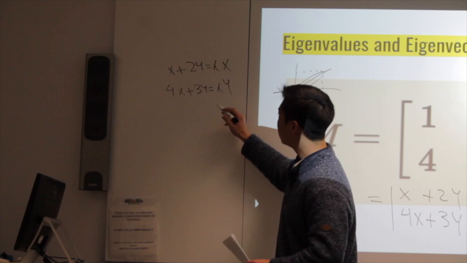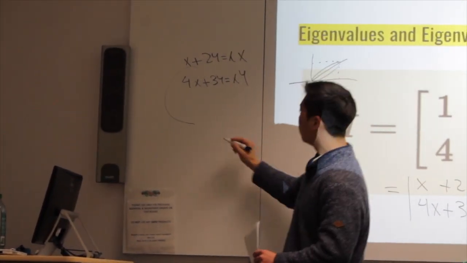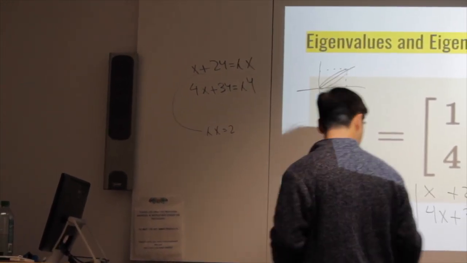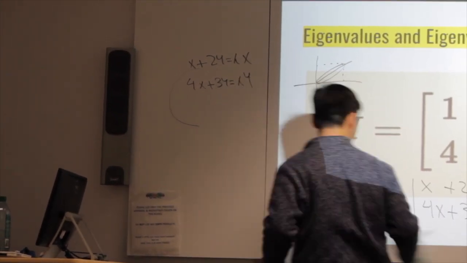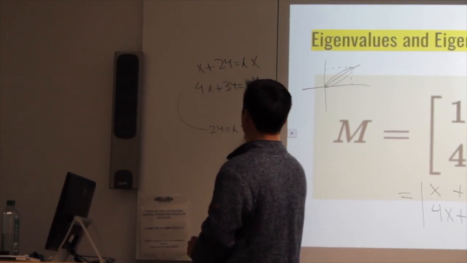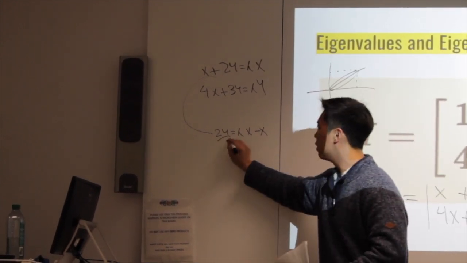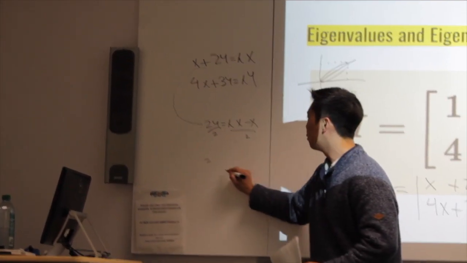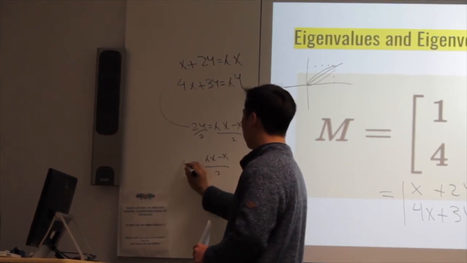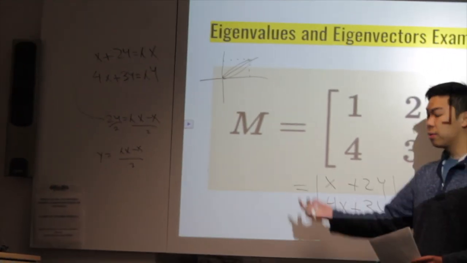So the first thing I'll do is take this one first, and turn it into something that we can substitute into later. So I'll say lambda x is equal to x plus 2y. I'm going to say 2y is equal to lambda x minus x. So I just subtracted x on both sides. And I'm going to divide by 2, and that's going to be equal to lambda x minus x over 2. I could simplify it, or I could take out the x, but I'm just going to leave it like that. So we have something in terms of y.